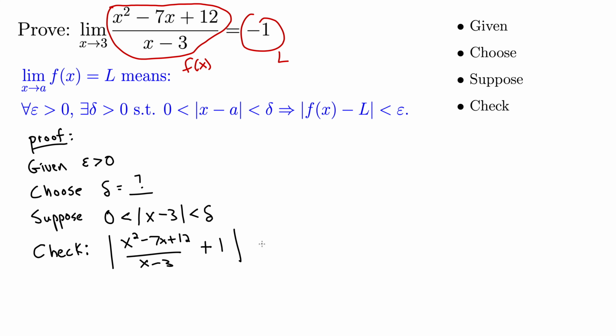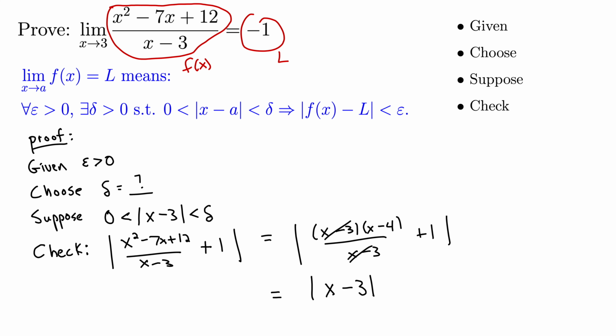Now we're going to do a bunch of work, and eventually we want to have this less than epsilon. So let's see. I'm going to go ahead and factor that polynomial up top. So we have x minus 3, x minus 4, all over x minus 3. And this is what makes this a nice example, that this happens. Plus 1. So this becomes absolute value of x minus 4 plus 1, which is absolute value of x minus 3. Our goal is always to find somehow an x minus 3 in this. Here we don't have to do much manipulation at all. It just kind of popped out for us.